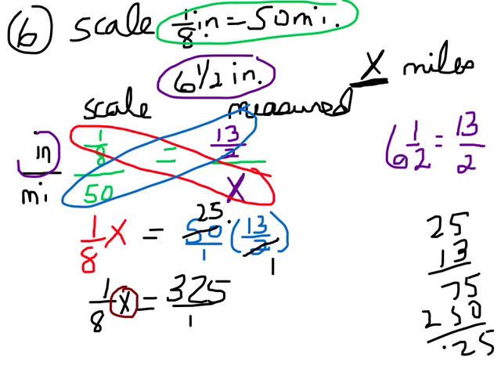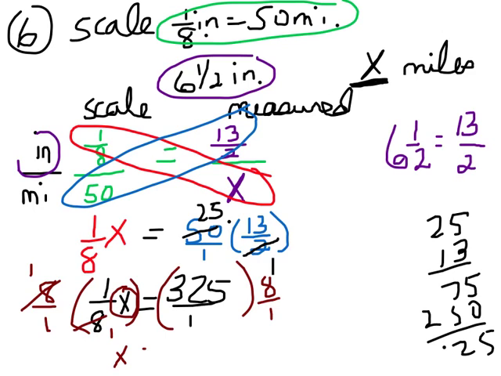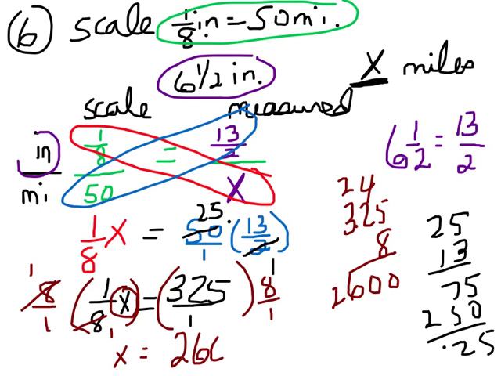Now I want to get x by itself. X is multiplied by an eighth. If I want to get rid of a fraction, I can multiply by the reciprocal of the fraction on both sides. So the eighths cancel out, and I have 1 over 1x, which is just x, equal 325 times 8. So let's see, 325 times 8, 8 times 5 is 40. 8 times 2 is 16, and 4 makes 20. 8 times 3 is 24, and 2 make 26, so my answer is 2,600 miles. Okay?